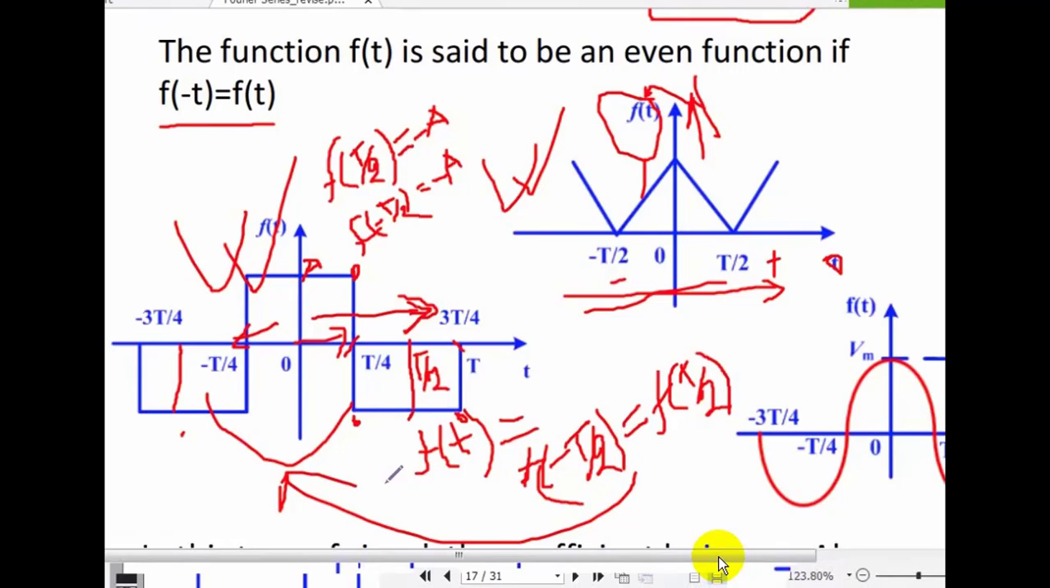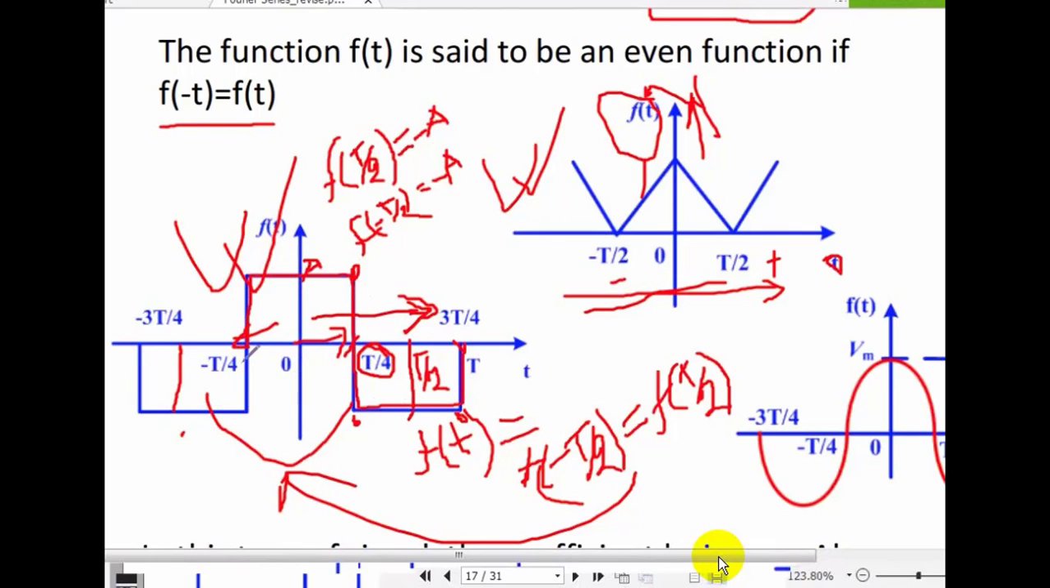Anyone has any confusion? If function of t by 4, very good question. If function of t by 4, then you have to consider it is starting from here, right? One cycle, where is it finished? This one.